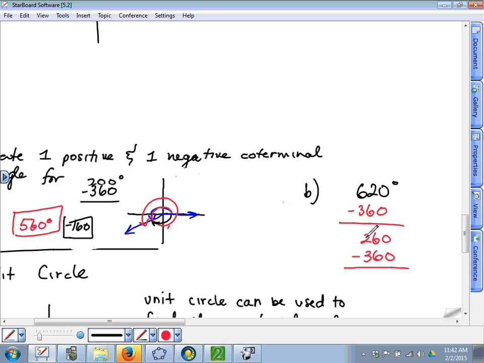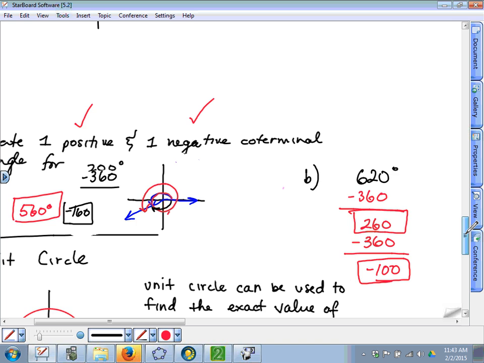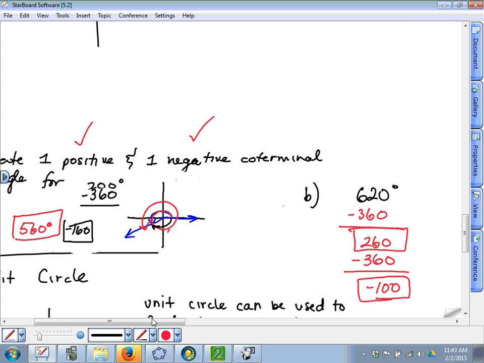So 260 minus 360? Negative 100. So there's your negative one. But we had to subtract 360 twice. What about a positive one? We had a positive one right here, 260. So you don't always just have to add or subtract 360. Sometimes you have to add 360 twice. Sometimes you have to subtract 360 twice. Anyway. You guys with me still?